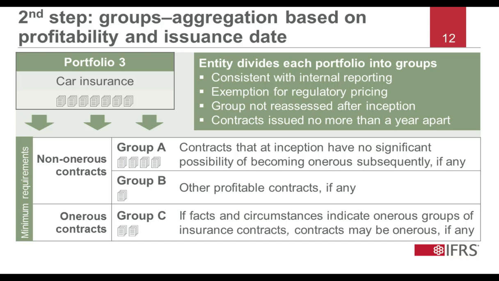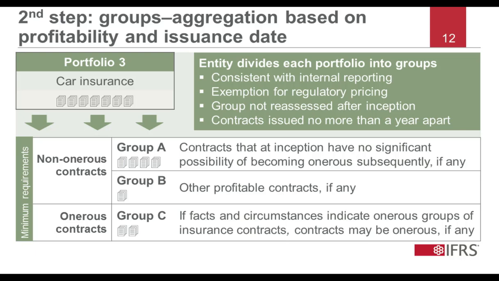Based on the profitability and resilience to changes in estimates, the portfolio of, for example, car insurance, as you can see on the slide, will be divided into a minimum of three groups: a group of profitable contracts with no significant possibility of becoming loss-making, a group of other profitable contracts, and a group of loss-making contracts. When grouping those contracts in three groups under the premium allocation approach, the entity shall assume no contracts in the portfolio are onerous at inception unless facts and circumstances indicate otherwise, as we explained on slide 10 of this webinar.